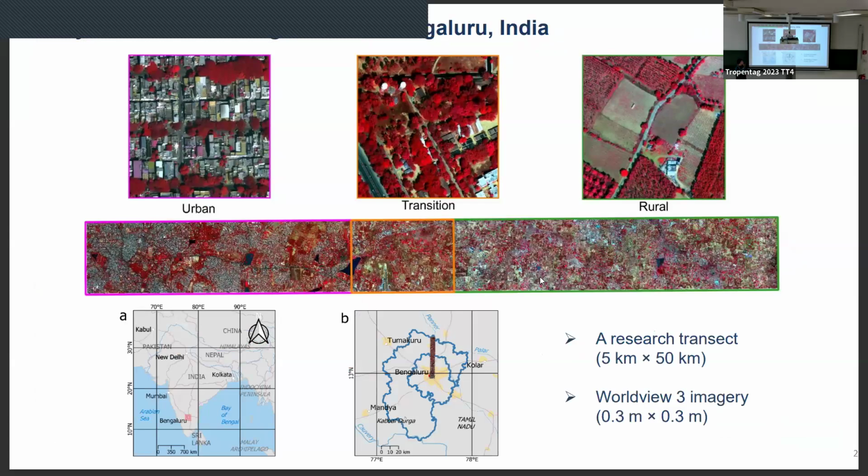So we start to answer these questions. We first select a study area, which is a research transect in Bangalore, India, running from the urban area to the rural area, which is 5 kilometers wide and 50 kilometers long. And above this transect, you can see some examples from the different regions. The image we used for this study is the WorldView-3 image, which has a resolution of 0.3 meters.